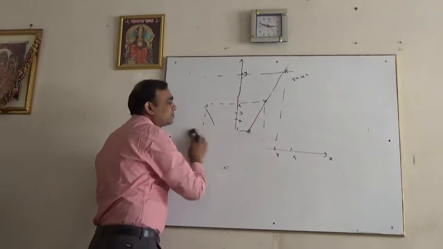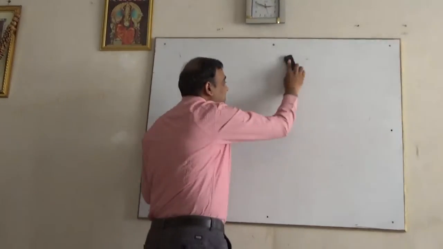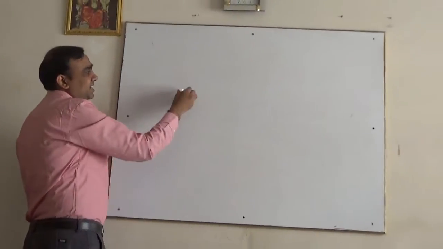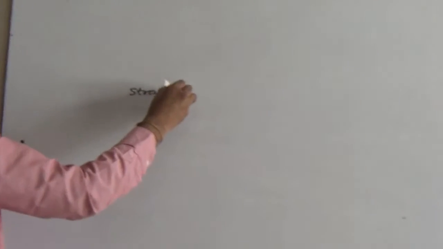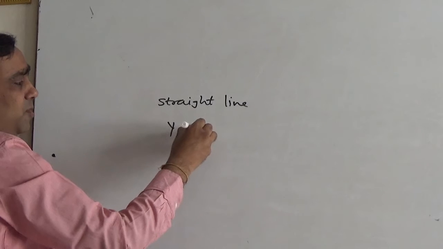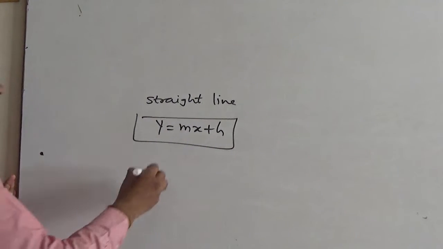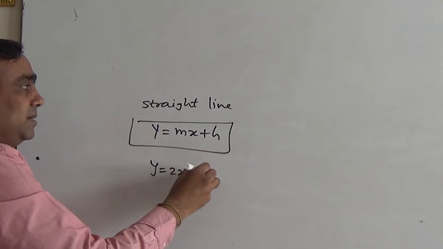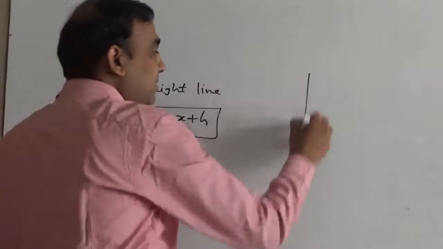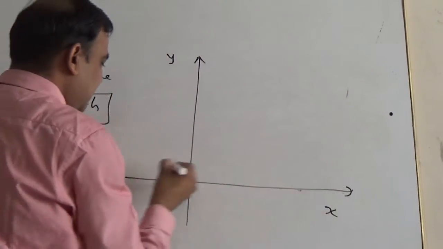Now, in previous standards, I think in 10th standard or 9th standard, you must have gone through the straight line. That is also a function. It is something in the form of y is equal to mx plus c. For example, y is equal to 2x plus 3 is a straight line. Now how will you draw this straight line? Same story. Here we say it's y, here it's x.